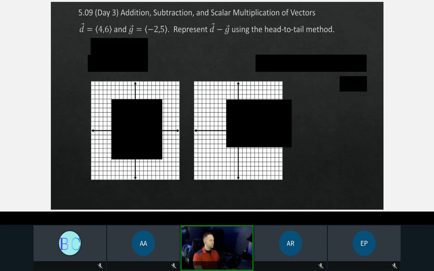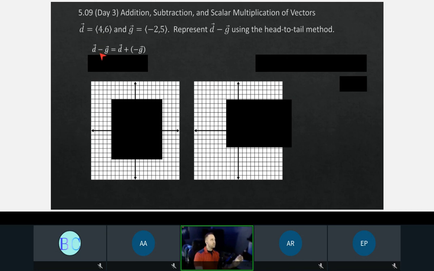All right, number 6. Addition, subtraction, and scalar multiplication of vectors. So we have vector D and vector G with those coordinates. We want to represent vector D minus vector G using the head to tail method. If you're all caught up on the 5.09 quiz, you did this, except I don't think yours was minus. I think yours was just a straight vector plus vector.